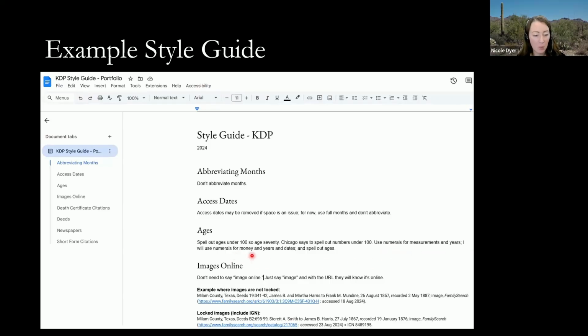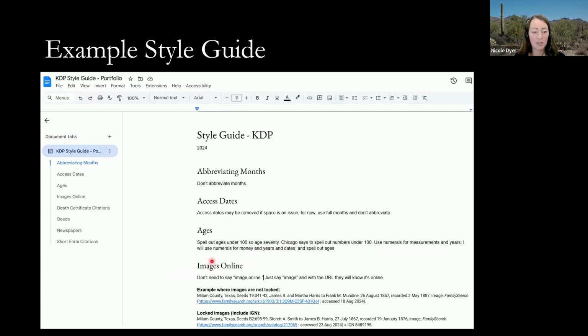And also money, I wanted to use numerals for money. And I had a lot of tax records in my KDP talking about money. And so it didn't really make sense to me to spell that out like I would spell out the age of seventy. So I put this into my style guide and then I was consistent with it.